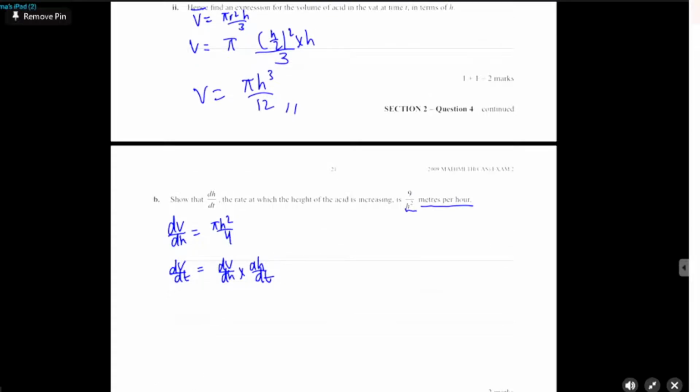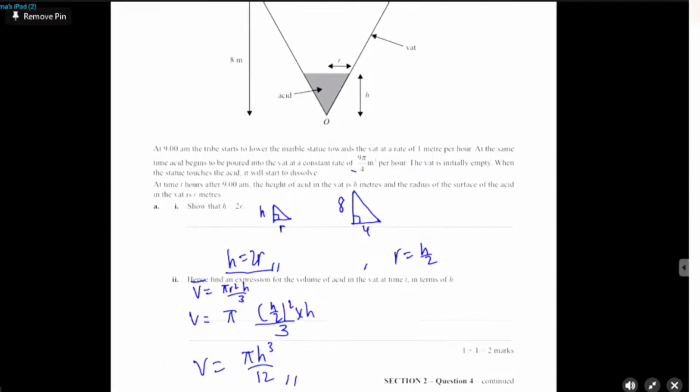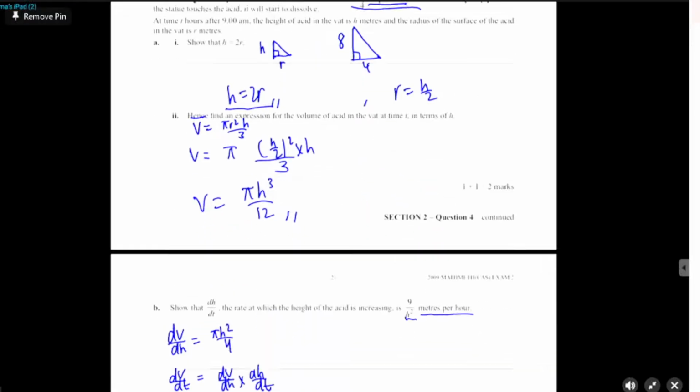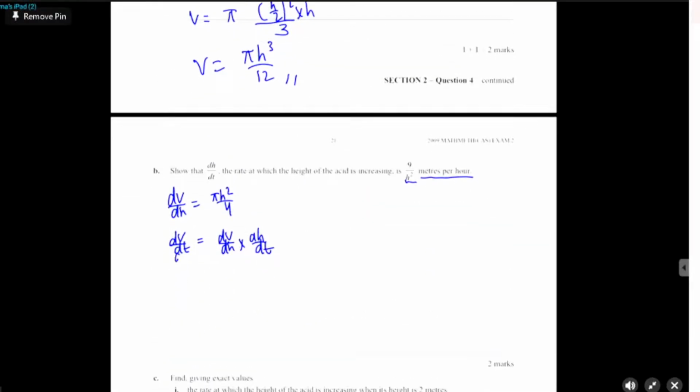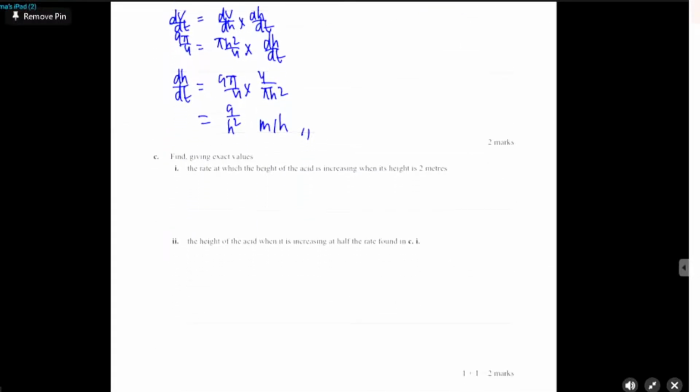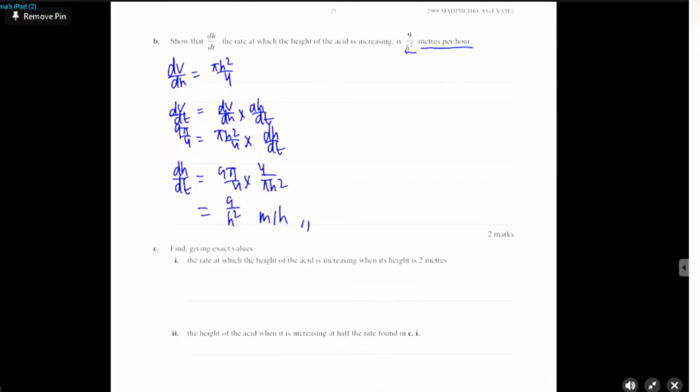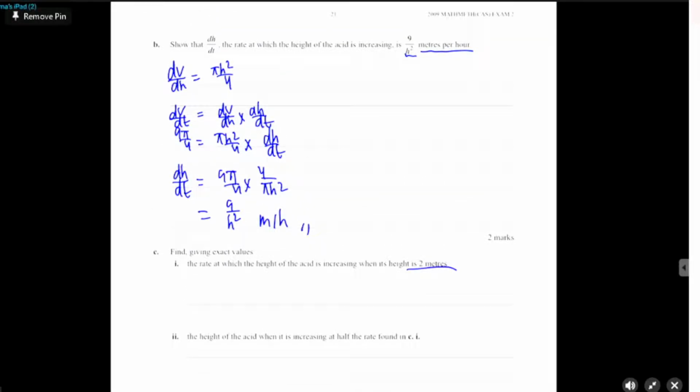So you know what dv on dh is, and dv on dt is given here because it says meters cubed per hour. That's why. And so that means 9 pi on 4 is equal to pi h squared on 4 times dh on dt. And then when you rearrange, dh on dt is equal to 9 pi on 4 times 4 over pi h squared, which is just 9 over h squared. And then part ci, the rate at which the height is increasing when the height is 2 meters. So what you're doing is you literally just sub in h is 2, and you get 9 on 4.